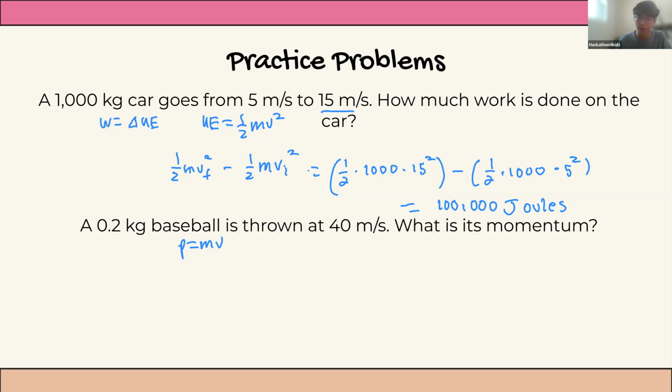Yeah, what is its momentum? Right, I think some of you got it right. P equals 0.2 times 40. What is this? 8. Okay, but units for momentum, not joules. Momentum is not in joules. It's in kilograms times meters per second. Okay, so just understand energy is in joules, momentum is in kilograms times meters per second.